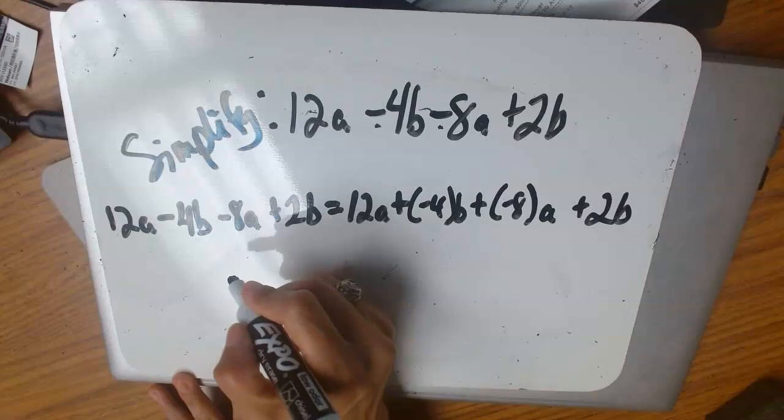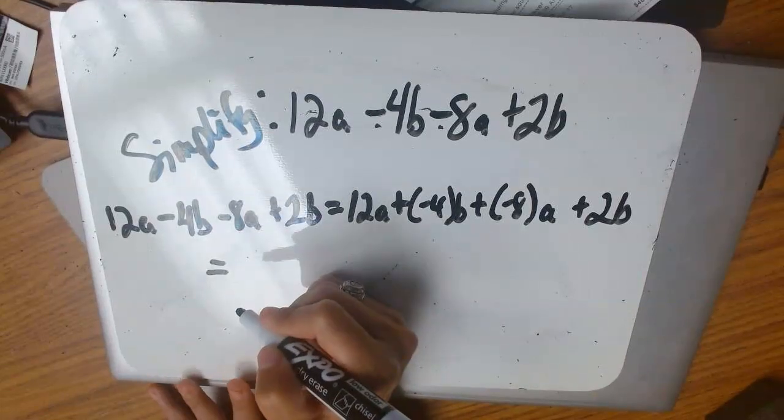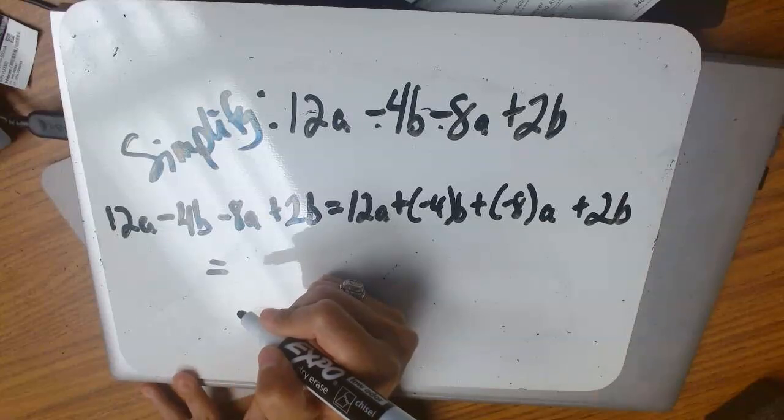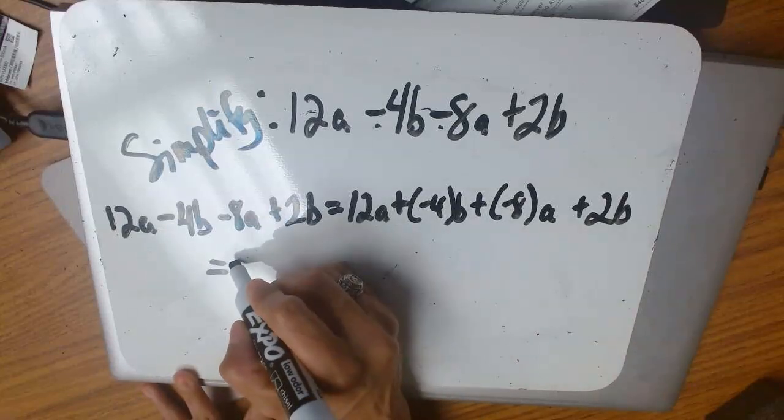Okay, the next step to follow, you're going to use the commutative and associative properties of addition to group like terms. Combine the terms, basically. So here's what we're going to do.